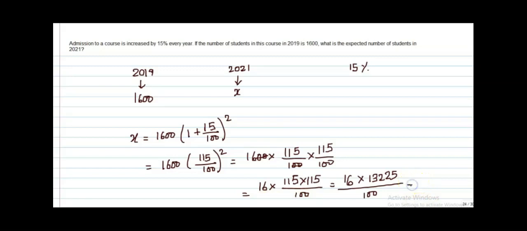Which is equal to 2000. Final answer is going to be 2116. So in 2021 we can expect admissions of 2116 students in the course. Right? We move on to the next question.